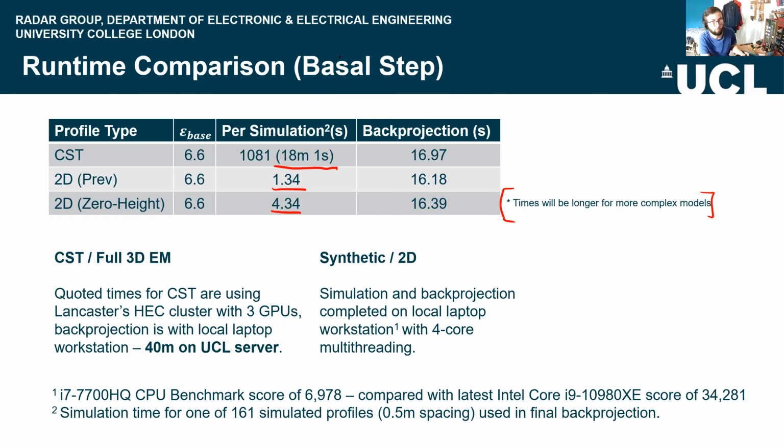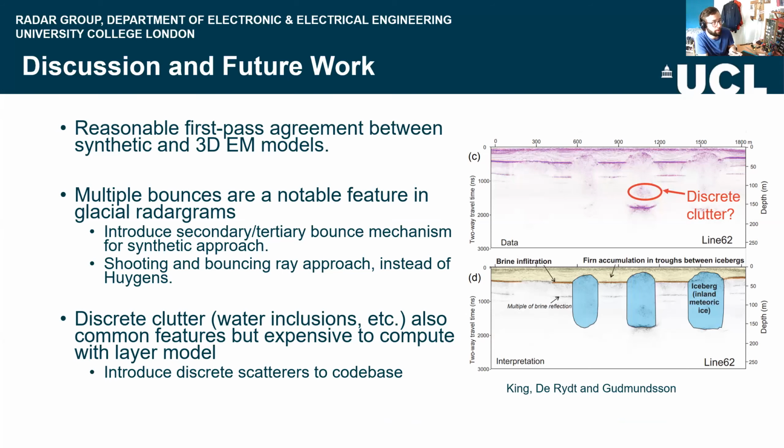So where are we going with this? There's a reasonable agreement between the two, and they run faster, so that's always nice to see. But the multiple bounces are something that I think would be a nice feature to introduce into our synthetic simulations, particularly because they crop up time and time again in real radar surveys of ice shelves. We see very strong reflections, and we see these surface or basal multiples, but because ice is relatively low loss, they show up brightly. So they are a feature that someone trained in looking at radargrams of glaciers would expect to see.